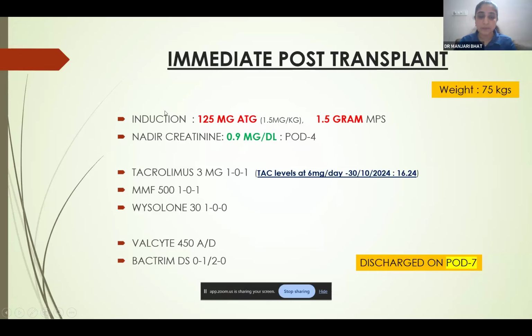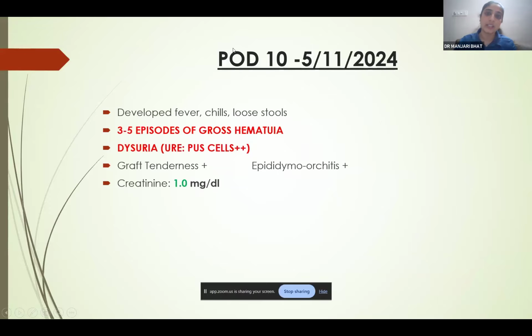In the immediate post-transplant history, he was induced with 1.5 milligram per kg of ATG, achieved a nadir creatinine of 0.9 milligram per deciliter by post-op day 4, and was discharged on post-op day 7 with triple immunosuppression and Valcyte and Bactrim prophylaxis. However, on post-op day 10, that is 5th November 2024, our patient developed fever, chills, loose stools, dysuria, along with 3 to 5 episodes of gross hematuria. On examination, there was graft tenderness. Features of epididymo-orchitis were present. Creatinine, which was tested, was 1 milligram per deciliter.